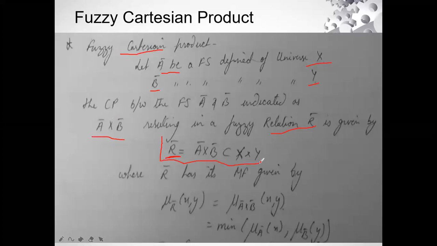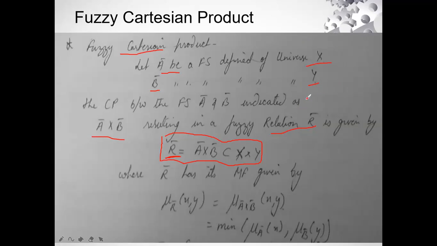So this is what we are going to figure out. R bar is equal to A bar cross B bar, where X cross Y is the superset for A bar cross B bar. So that means A bar cross B bar is the subset for X cross Y. And what is X cross Y? X cross Y is a universe relation. That means the universal set X and the universal set Y when done the Cartesian product.